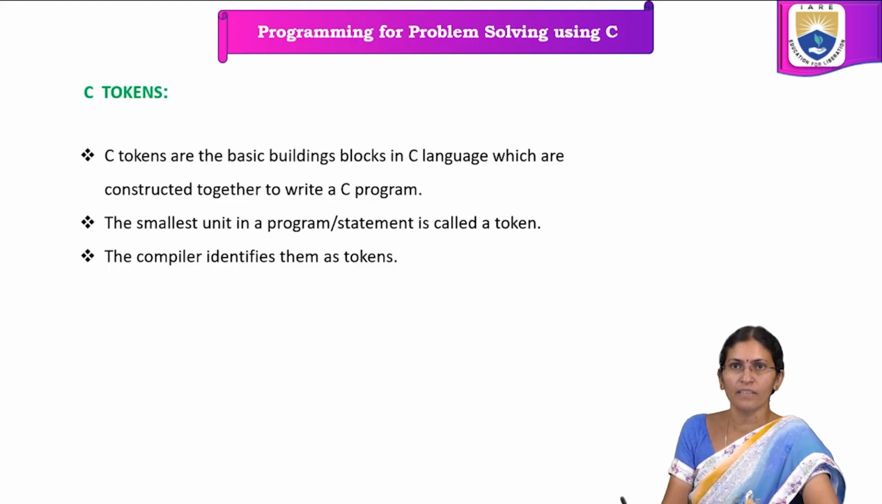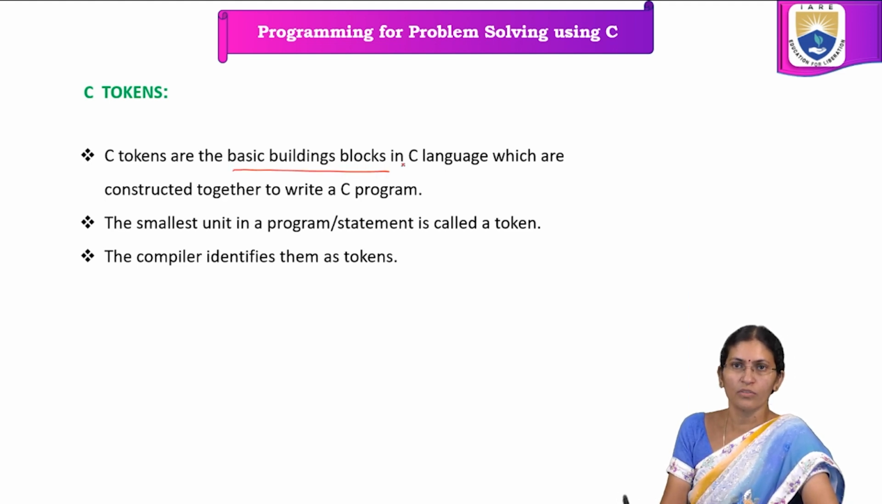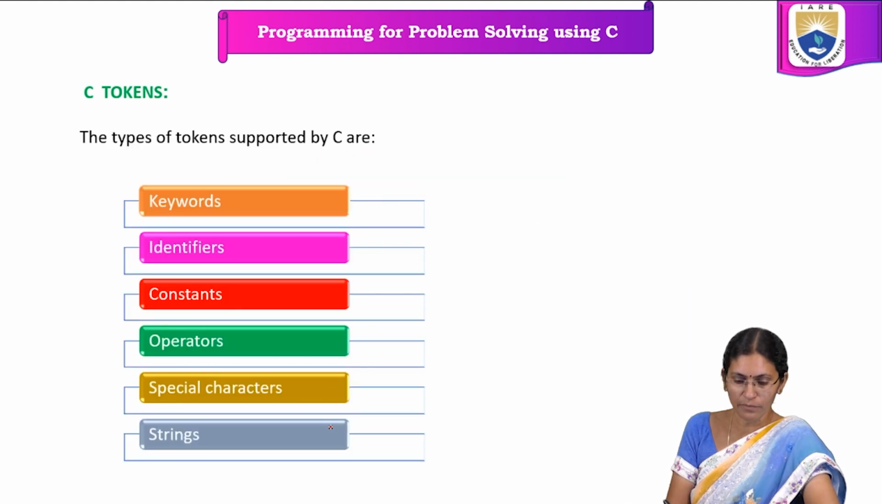So C tokens, let us see what they are first. These are the basic building blocks. The smallest unit in a program or statement is called a token, and the compiler identifies them as tokens. The types of C tokens supported by the C programming language are keywords, identifiers, constants, operators, special characters and strings. Out of all these, we have discussed keywords, identifiers and constants. In this video lecture we will discuss operators, special characters and strings.